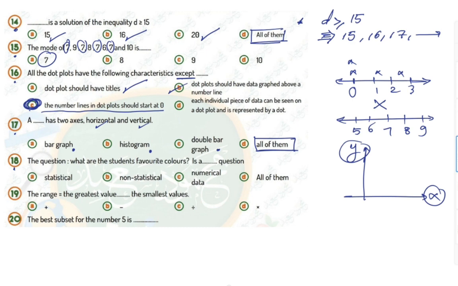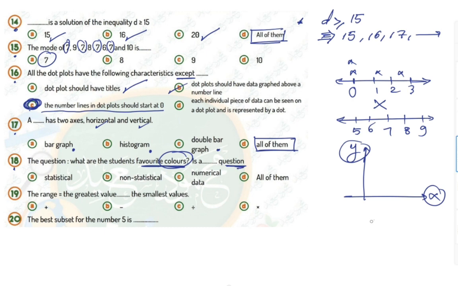So what's the type of this question? Is this a question for number, or for some words? Look with me. What are the students' favorite colors? He is asking us about colors. So color is not a number. So this question is asking us for categorical data, but here he asks us about the kind of question.